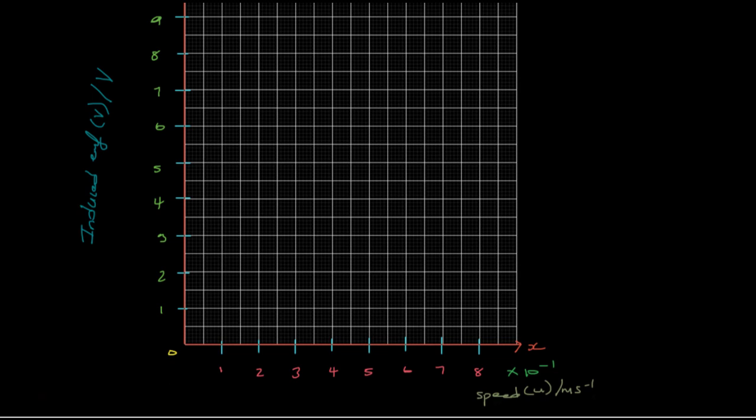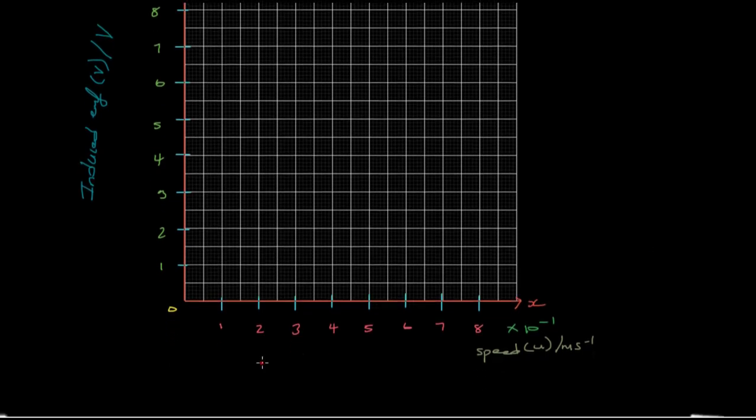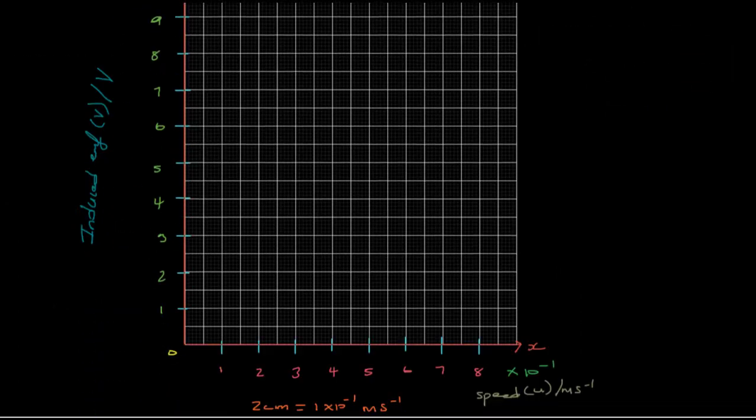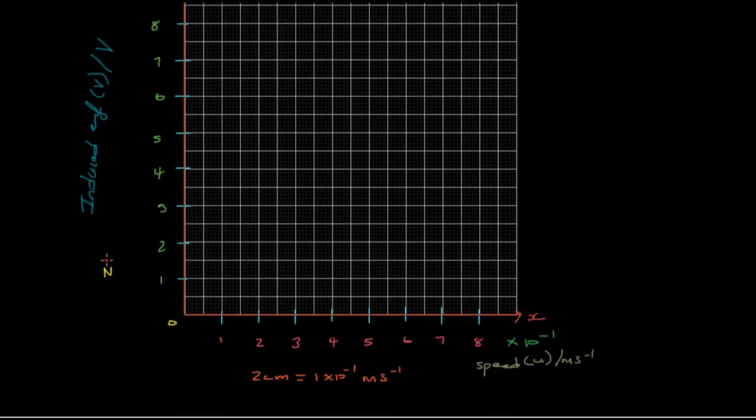Now one thing that we also need to do is indicate the scale that we use. On the x-axis, we use 2 centimeters. Every 2 centimeters equals 1 times 10 to the minus 1, and since its speed, the unit is meter per second. While for the y-axis, we use the same scale, 2 centimeters equals 1 times 10 to the minus 1 volt. So that's our scale. We also want to include that when we are plotting our graph. So the next thing we can do is start to plot our points. So let's do that now.